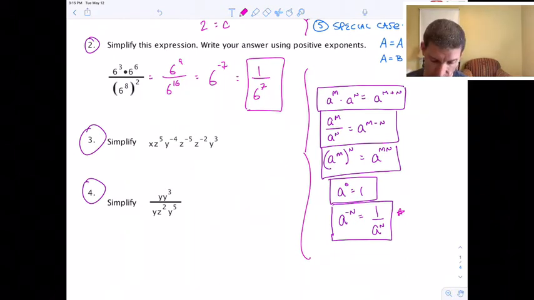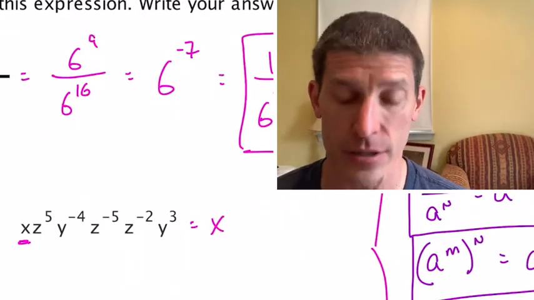Question number 3, a little bit simpler. I have everything just in a single straight line, which means primarily I'm going to be using the first rule and then maybe using some other stuff. So let's deal with the x's first. There's only a single x, so I'm just going to write that in my answer.